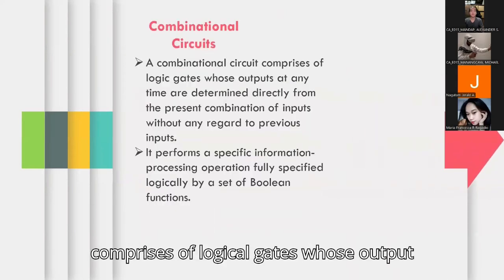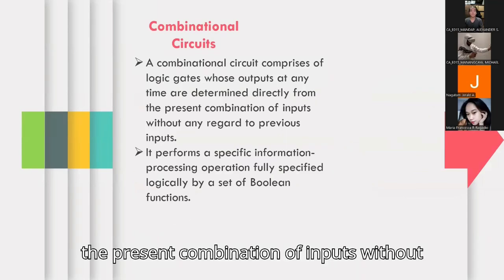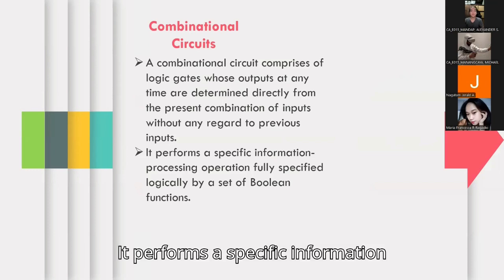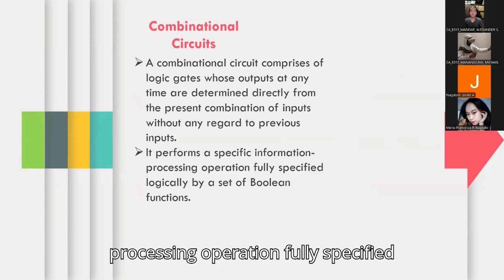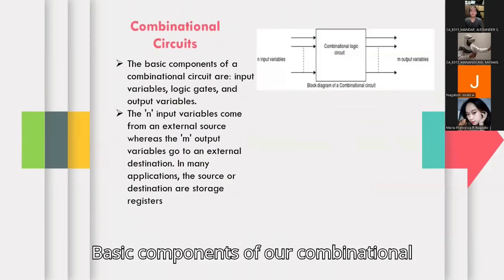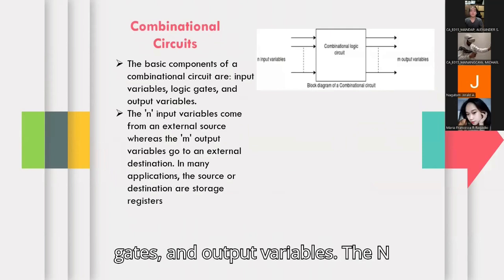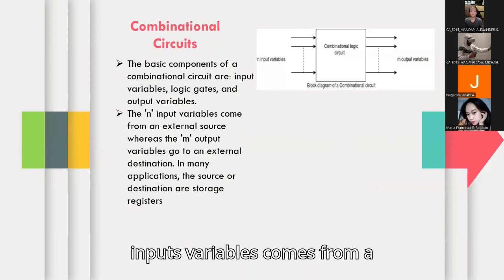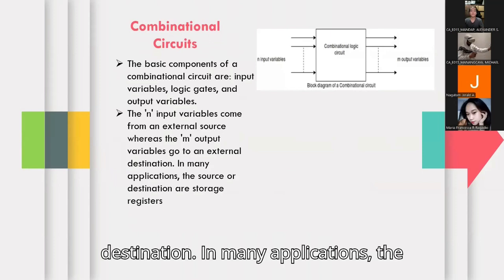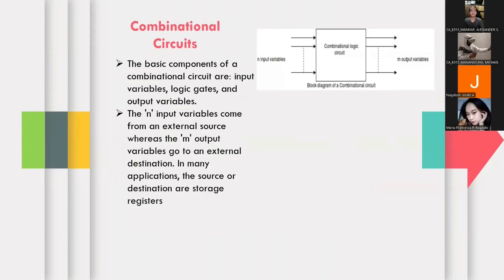A combinational circuit comprises logical gates whose output at any time is determined directly from the present combination of inputs without any regard to previous inputs. It performs a specific information processing operation fully specified logically by a set of Boolean functions. Basic components of combinational circuits are input variables, logic gates, and output variables. The n input variables come from an external source, whereas the m output variables go to an external destination. In many applications, the source or destination are stored registers.